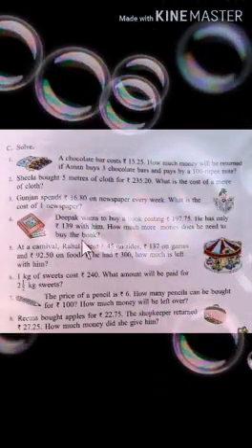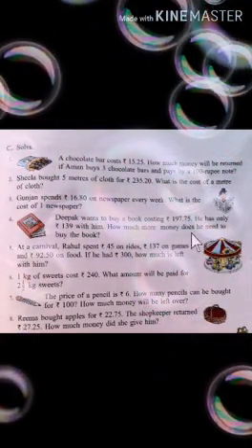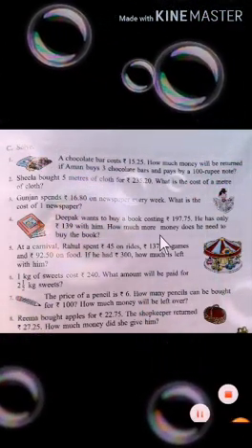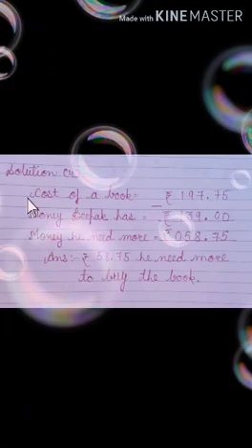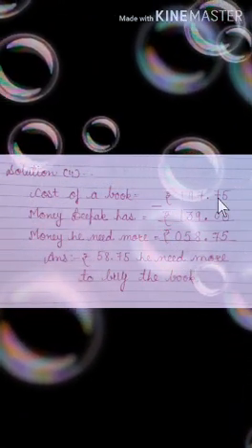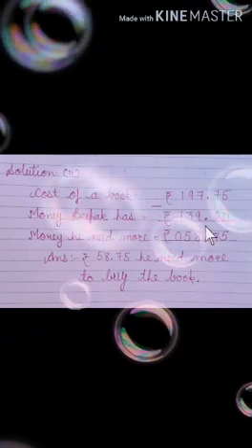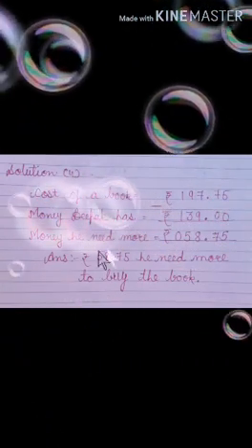It means how much more money he needs. Then how will you find out? By subtraction. Get this student statement. Cost of a book rupees 197 and 75 paise. Money Deepak has rupees 139. Money he needs more. Then you get minus.